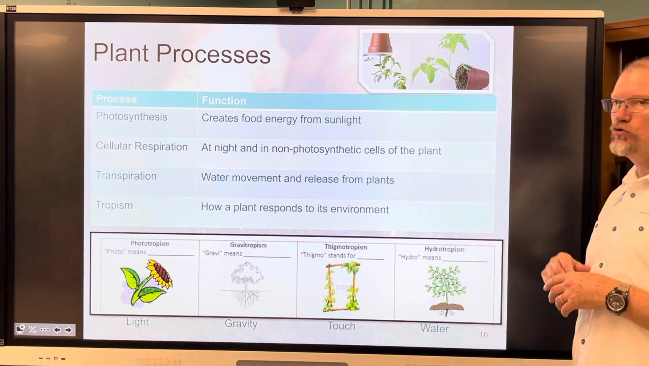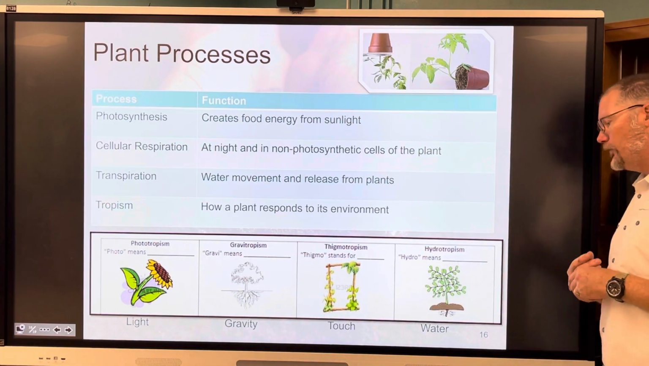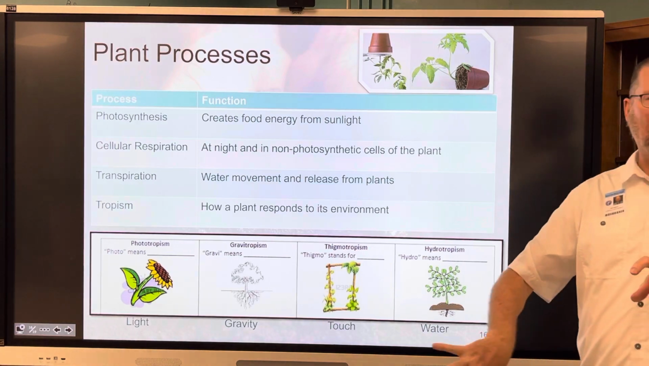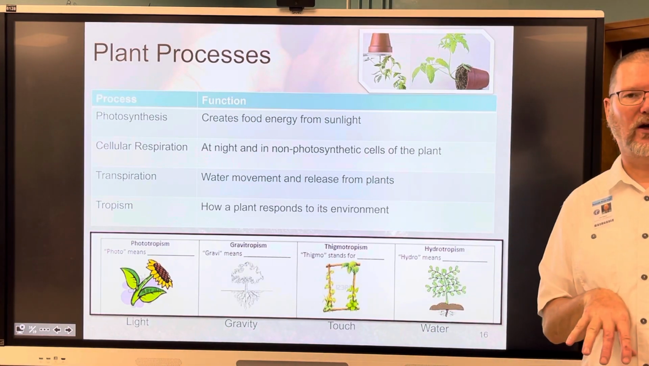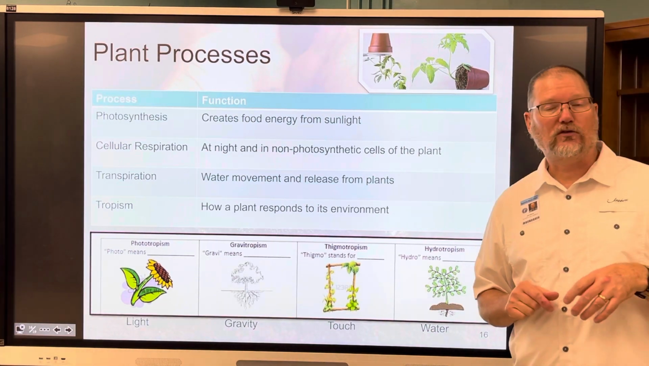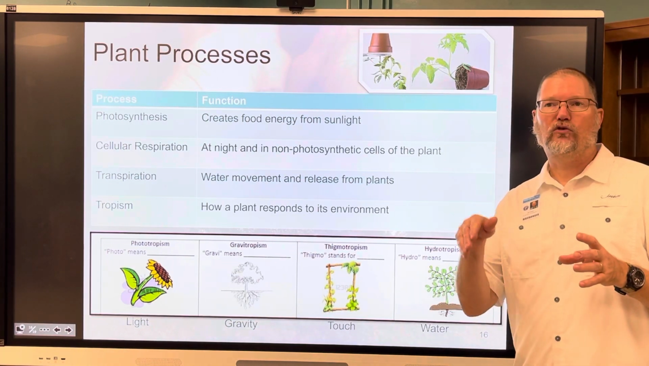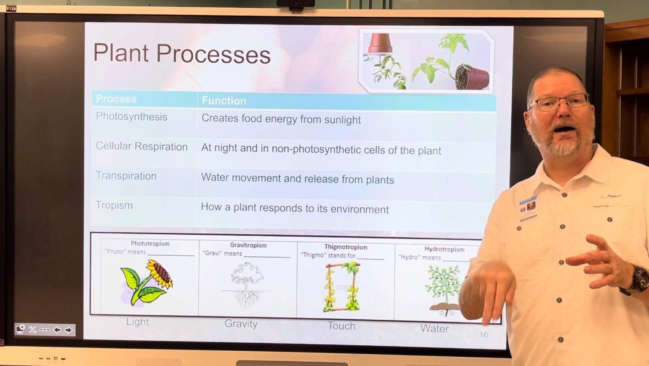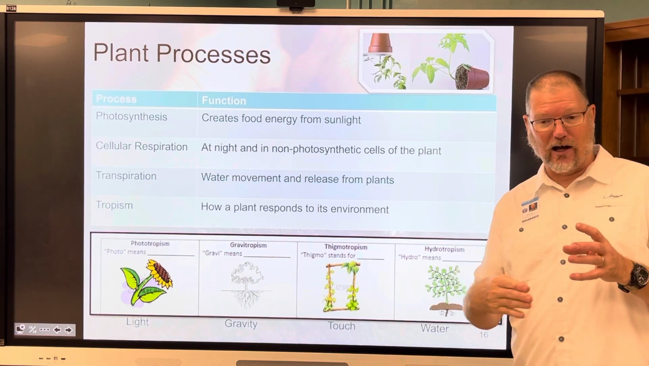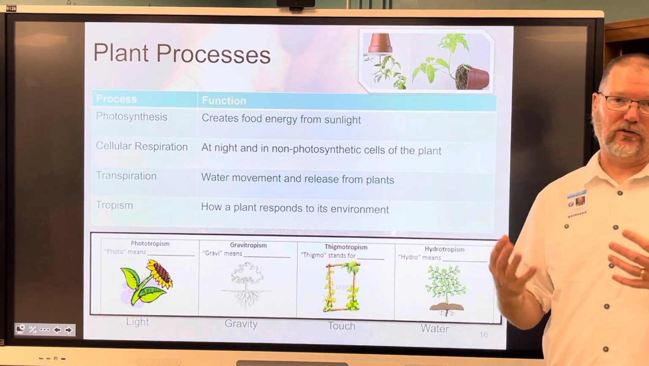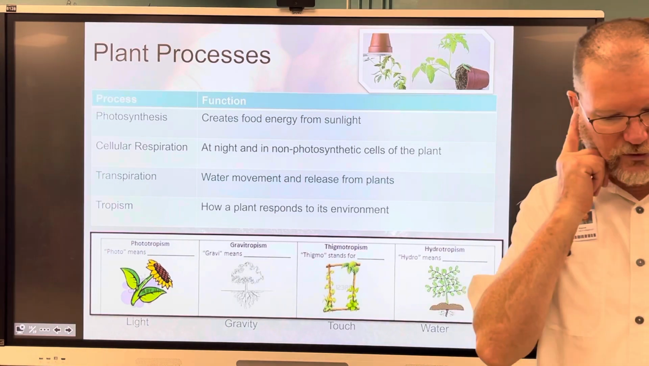And then hydrotropism means growing toward water. So the roots will search out water sources in the ground. Certain trees called poplar trees, if you plant them too close to your house, the roots will actually go into your water pipes and clog up your water pipes. And you'll have to redo your whole water system.